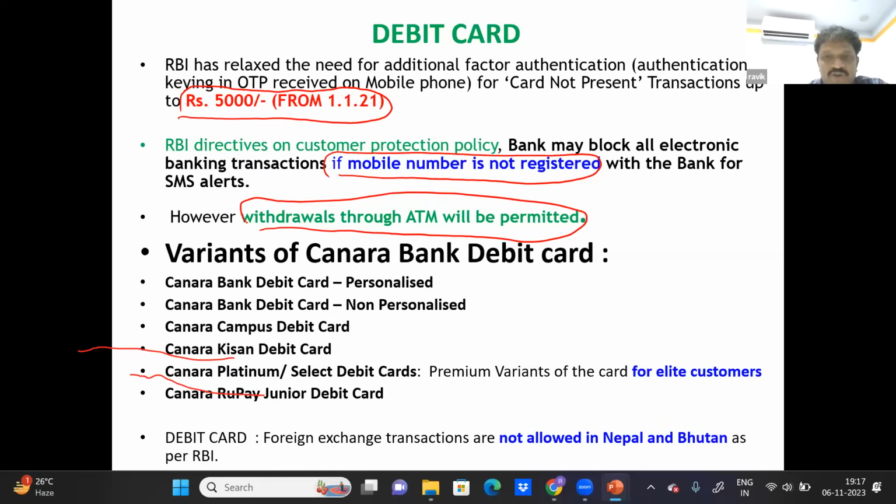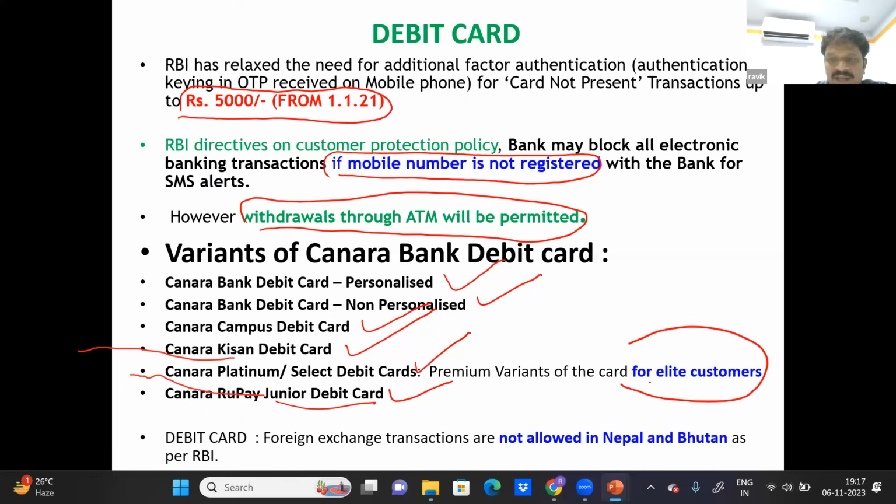Now, variants of debit cards. Personalized card, non-personalized. We know pretty well. We are working in the branches. We are issuing also. Other than that, there are 4 important cards. Canara Campus debit card, Canara Kisan debit card, Platinum and Select debit cards, and Canara RuPay Junior debit card. And these Platinum and Select cards we will give to elite customers of our bank. Now, debit card foreign exchange transactions are not allowed in Nepal and Bhutan.